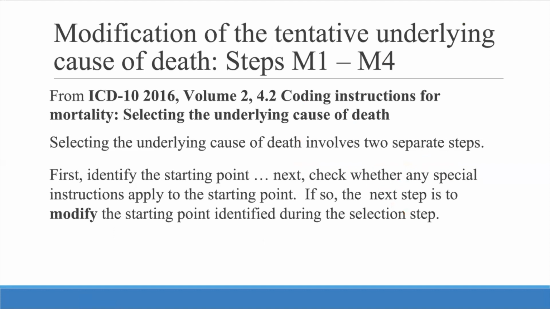If you're following along in your own copy of Volume 2, 2016, I'm on page 39. Here in section 4.2, Coding Instructions for Mortality, we read that selecting the underlying cause of death involves two separate steps. First, identify the starting point. This is done applying steps SP1 through SP8, and as mentioned are the content of other presentations in this series. Next, you are to check whether any special instructions apply to the starting point. If so, the next step is to modify the starting point identified during the selection step.